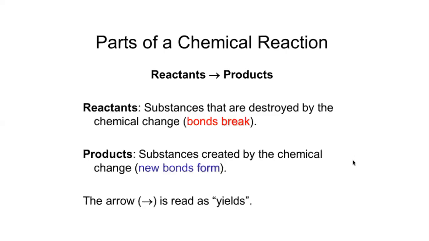So first we'll break down the parts of a chemical reaction. There are two sides: reactants, which are on the left, and products, which are on the right, separated by the arrow. Reactants are substances that are destroyed by the chemical change, and this is breaking bonds. They're the same bonds that we talked about in our last lecture. The products are substances that are created by the chemical change, and this is made through the formation of new bonds. The arrow is read as yields. So we would say that the reactants have their bonds broken and then yield the formation of these products.